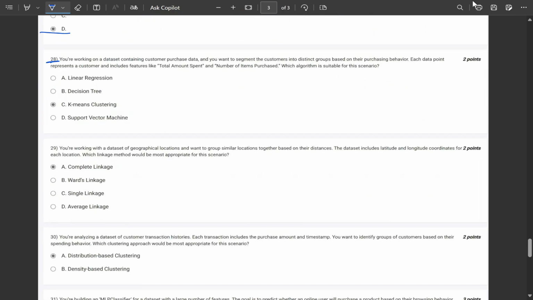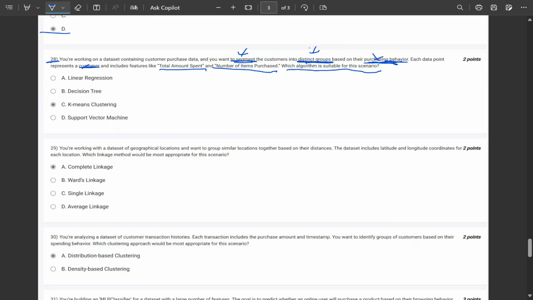Okay. Now next question is question number 28, and it says you are working on a data set containing customer purchase data and you want to segment the customers into distinct groups based on their purchasing behavior. Each data point represents the customer and includes features like total amount spent, number of purchases. Which algorithm is suitable for the scenario? Now here you can see that it is saying groups and segment. Rest all things are not necessary to understand that much, okay?